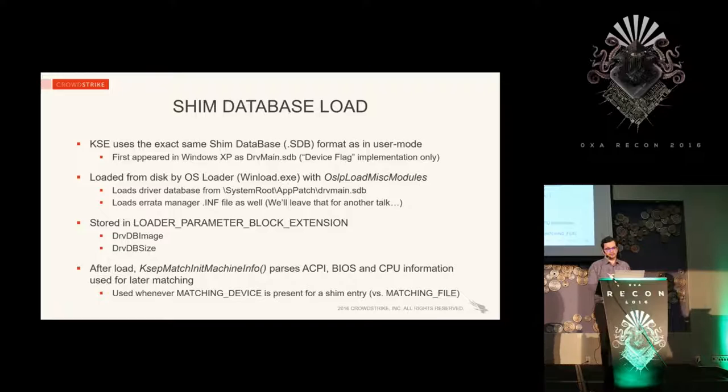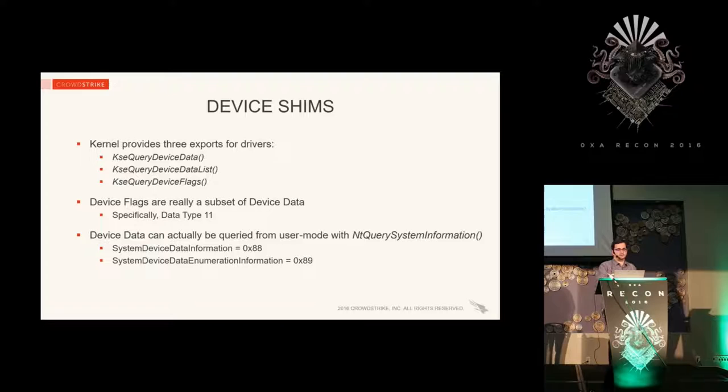Device shims are exposed to three APIs: KseQueryDeviceData, KseQueryDeviceDataList, and KseQueryDeviceFlags. Device flags are a subset of device data. They're the XP flags that always existed. The XP flags became a subtype of the device data. Now, this device data can actually be queried from user mode. So those functions are kernel functions.